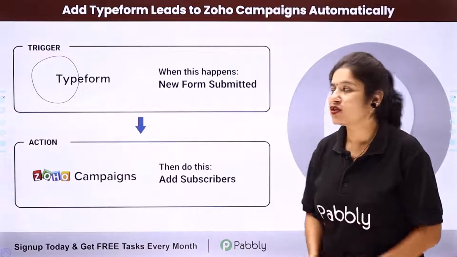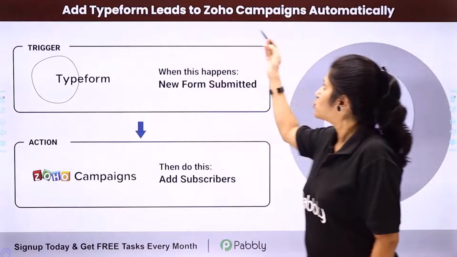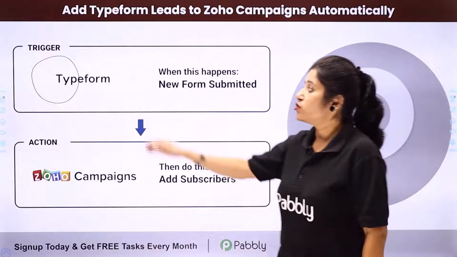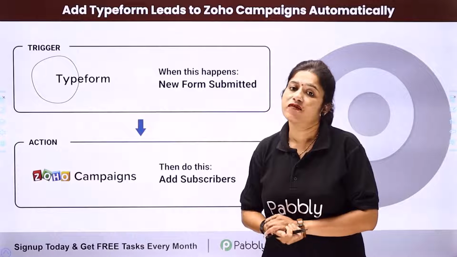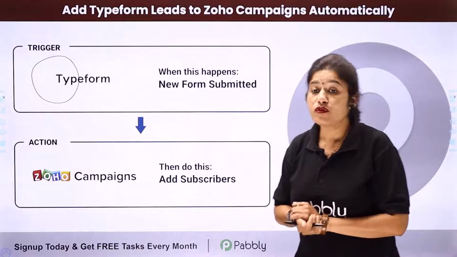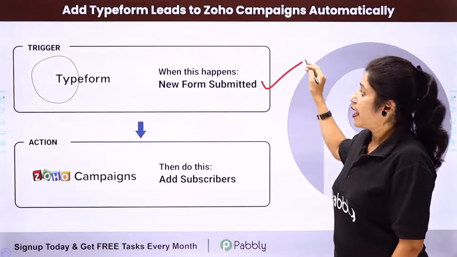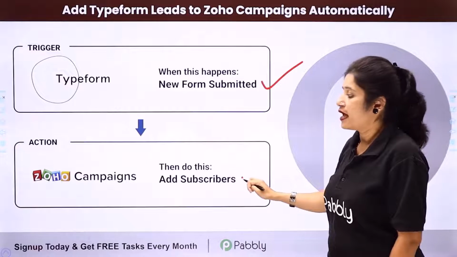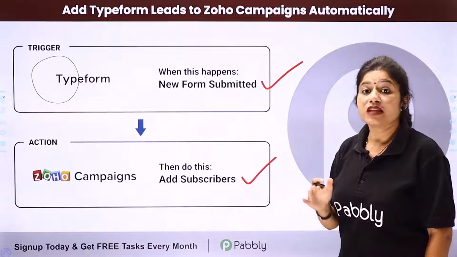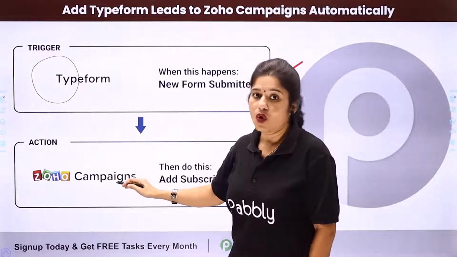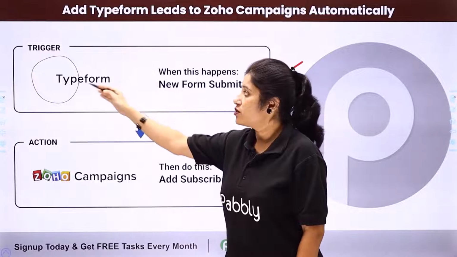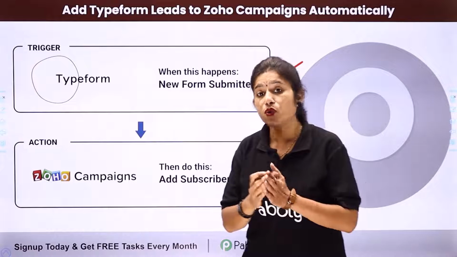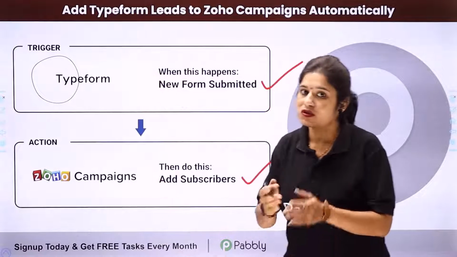In this video, we are going to learn how you can add Typeform leads to Zoho Campaigns automatically. So the idea here is that you have created a form using your Typeform account and you have embedded it on a website to capture the leads. Now you want that whenever a form is submitted, and you have received the form submission details, using those details, a new subscriber should get added to your Zoho Campaigns account. For that, you need to integrate your Typeform with Zoho Campaigns. So here your trigger application would be Typeform and your action application would be Zoho Campaigns. So how can you integrate both these software applications using Pabbly Connect?